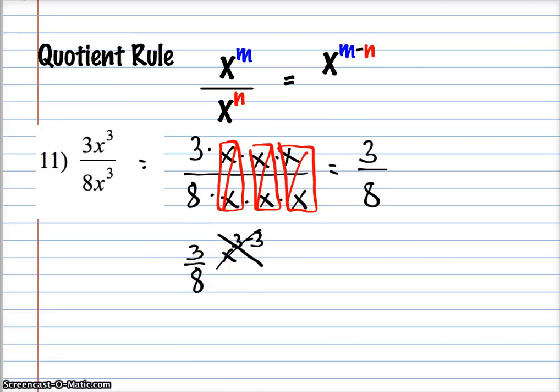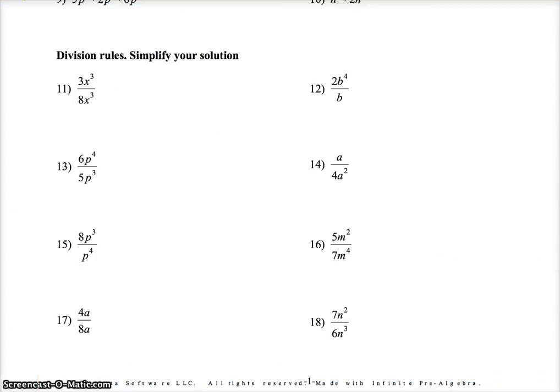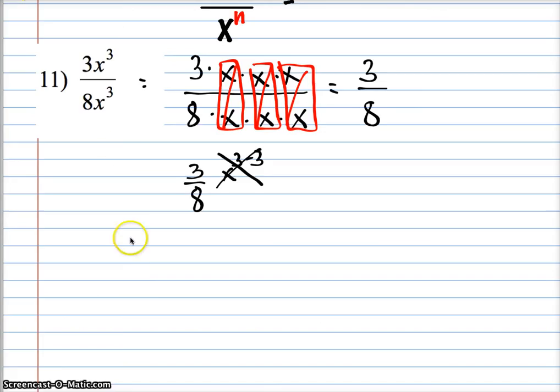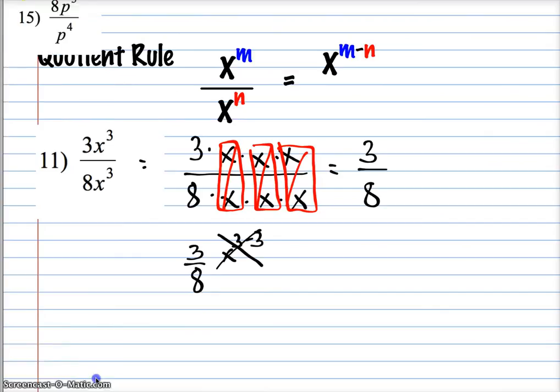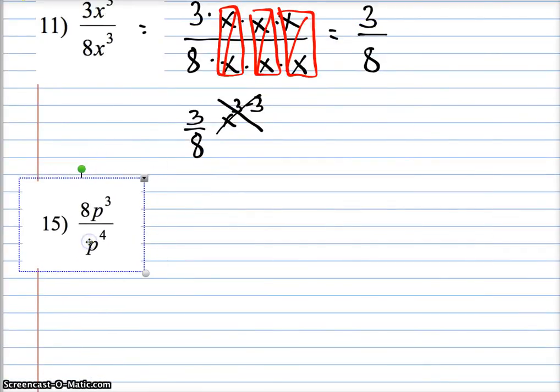Okay, let's do one more together because I didn't really like this one as much as it could have been. So let's pick a different one. Let's pick number 15. 15 looks good. Okay. Where's 15? There it is. All right. So we'll do the same thing. I'm going to expand this out, and I'll show you how the rules work.